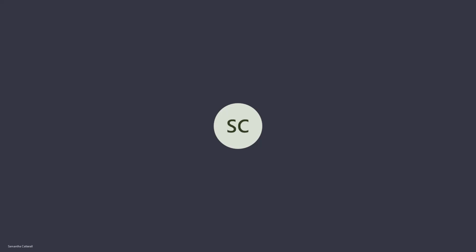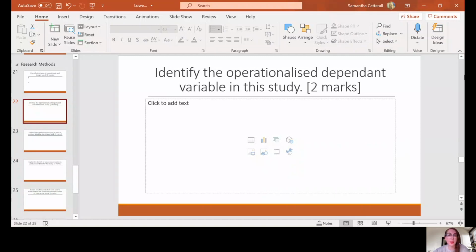This question was asking you to identify the operationalised dependent variable in this study. So they gave you a massive clue that they wanted it operationalised, because that's something that people generally forget to do. And in this one, a lot of you forgot to do it, even though it's in the question. So the stem for this one was the one on the previous question.